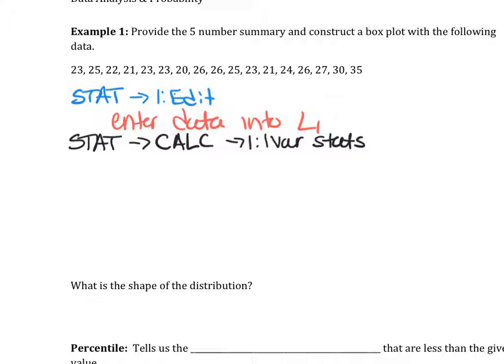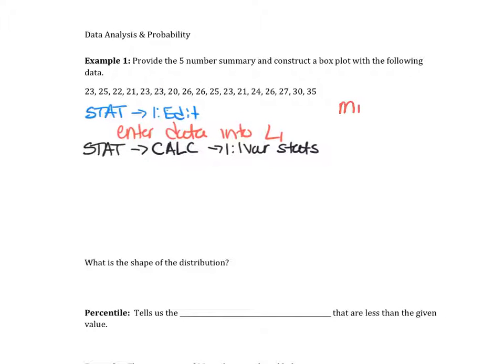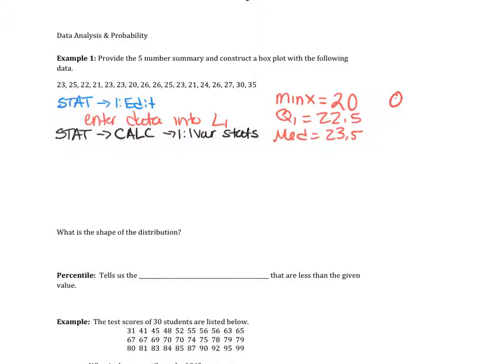This is the same as what we did last week. Then if you scroll all the way down to the bottom of that list of information, you'll see your 5-number summary should be given to you right there in order, where it has your min x first, which should be 20. Then your Q1, which is 22.5. Median, 23.5, Q3, 26, and max X, 35.